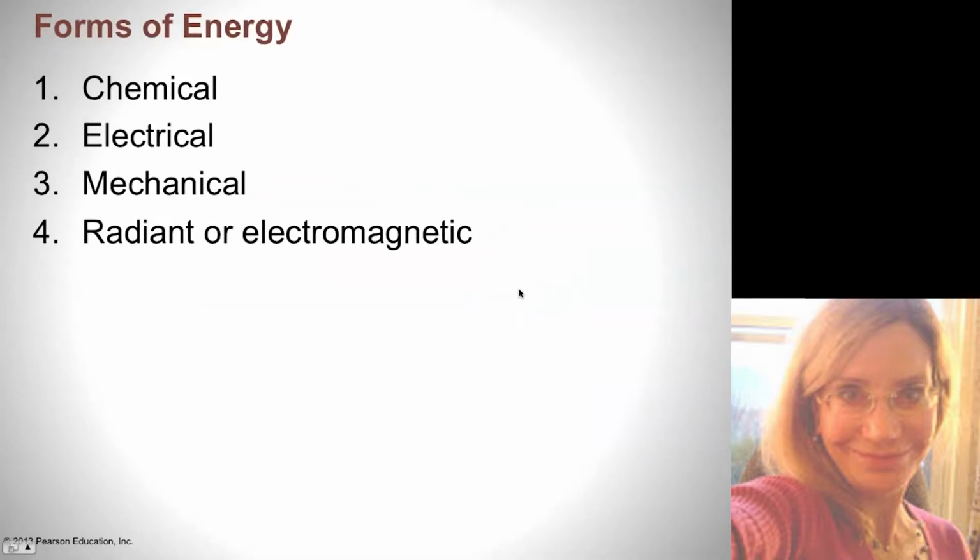Forms of energy include chemical energy, electrical energy, mechanical energy, and radiant or electromagnetic energy. And of course, the electromagnetic spectrum includes all the frequencies of energy coming to our Earth from the sun.